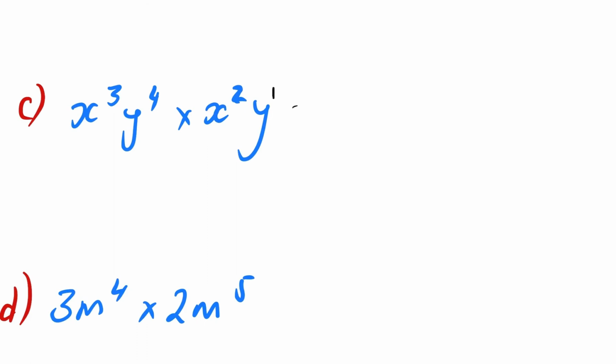So when we do this, we're going to do the x first. So we're going to do our x base. We're going to go 3 plus 2. Okay, then we'll do our y and we'll go 4 plus 1. Okay, so then you end up with x to the 5 and y to the 5.